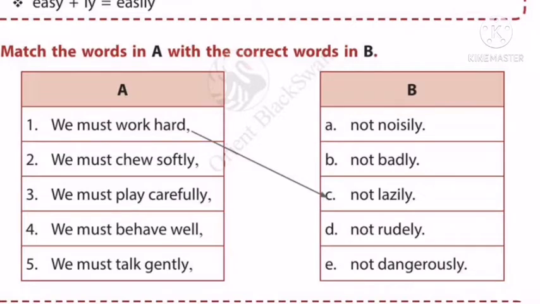Now let's do the textual exercise, page number 32. Match the words in A with the correct words in B. The first one is done for you. We must work hard, not lazily. Okay, so the opposite of work hard is laziness. Next sentence. We must chew softly, but not noisily. Third one. We must play carefully, not badly. No. Not rudely. No. Not dangerously. We must play carefully, not dangerously. Children, find out the rest of the answers by yourself, and the keys will be given in the Google Classroom. You check it after doing this activity.